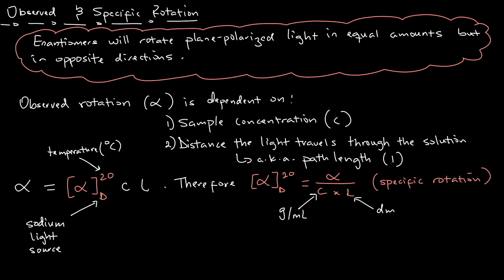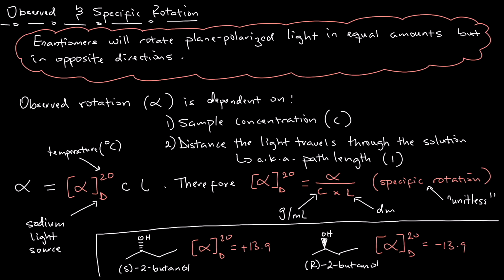And just for your information, the unit of concentration that we would use in this particular equation is grams per milliliter, and the path length is in decimeters. So yeah, the units do not actually cancel out per se. And we usually report alpha D20, or the specific rotation, without its units. So even though we make sure that the concentration is in grams per milliliter and the length is in decimeters, alpha D20, when we report it, we just report it as if it were unitless.